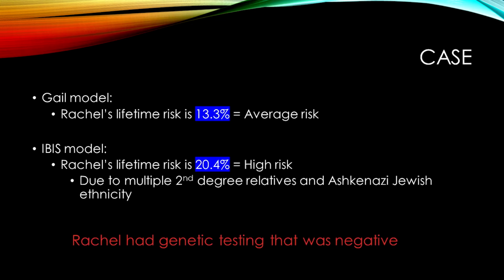Rachel's risk is markedly different in these 2 models. As you can see, the Gail model estimates that she is average risk, while the IBIS model places her at high risk. The IBIS model emphasizes second-degree relatives, while the Gail model only accounts for first-degree relatives. Rachel was referred for genetic testing, which was negative.